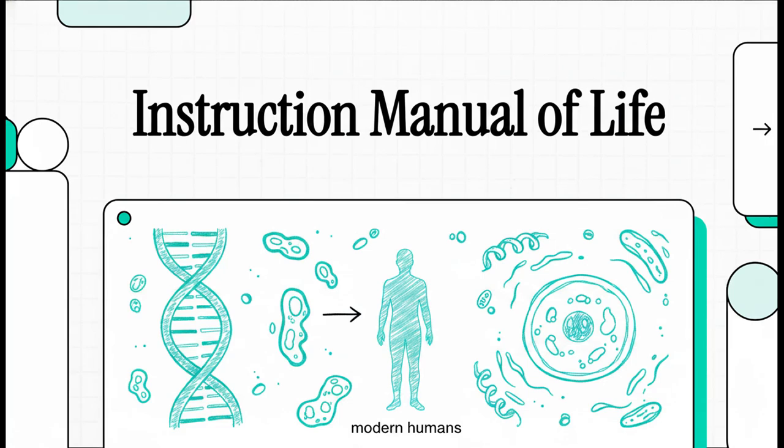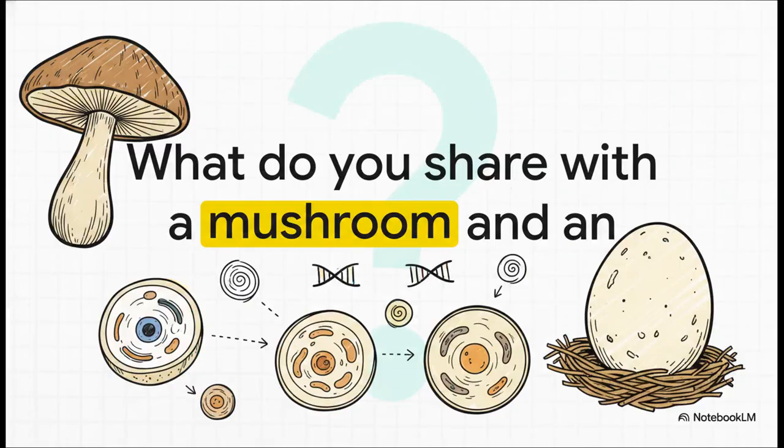Okay, let's dive right into this explainer and unpack the absolutely incredible rulebook that governs literally all living things, from microscopic, invisible cells all the way up to modern humans. So, what in the world do you have in common with a mushroom and an ostrich egg? Now it sounds like the setup to a weird joke, but the answer actually lies at the very foundation of biological science. And that's exactly what we're going to visually map out today.